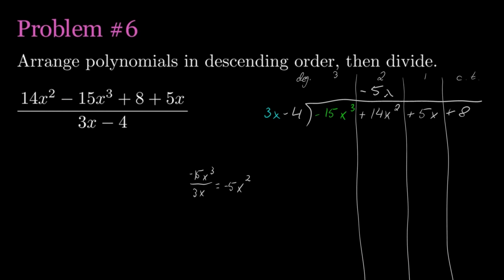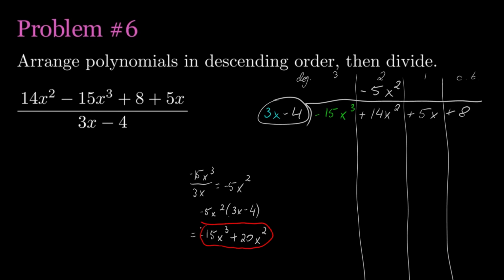That's of degree 2, so we write it in the proper column in the quotient area and multiply the newly obtained term of the quotient by the whole divisor by distribution. So we get negative 15x cubed and plus 20x squared. We are to subtract it from the current dividend, so we multiply it by negative 1 to get plus 15x cubed and minus 20x squared.